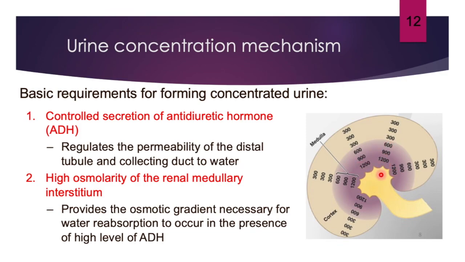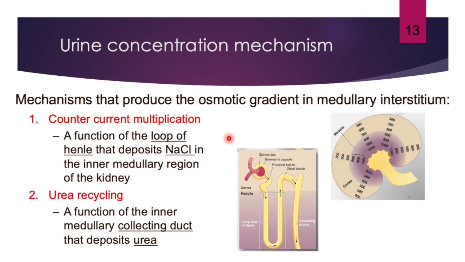There are two mechanisms responsible for producing this osmotic gradient in the medullary interstitium. These two mechanisms are countercurrent multiplication and the urea recycling process. Countercurrent multiplication is a function of the loop of Henle that deposits sodium chloride in the inner medullary region of the kidney, whereas urea recycling is a function of the inner medullary collecting duct that deposits urea. We will look into each of these mechanisms later in this video.